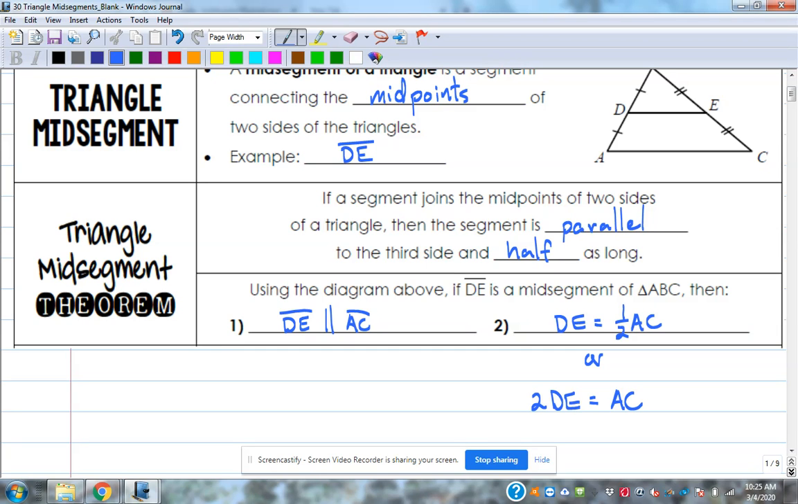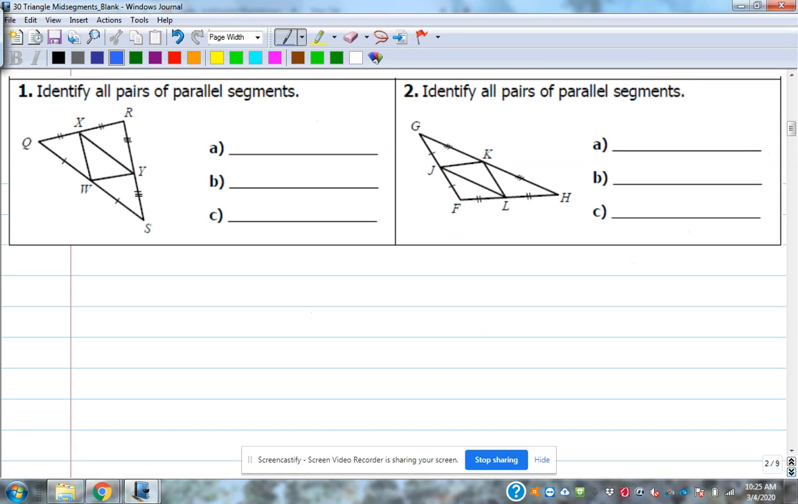So it's half the length of the side that they don't touch. Okay, all right, let's look at some examples. Identify all pairs of parallel segments.